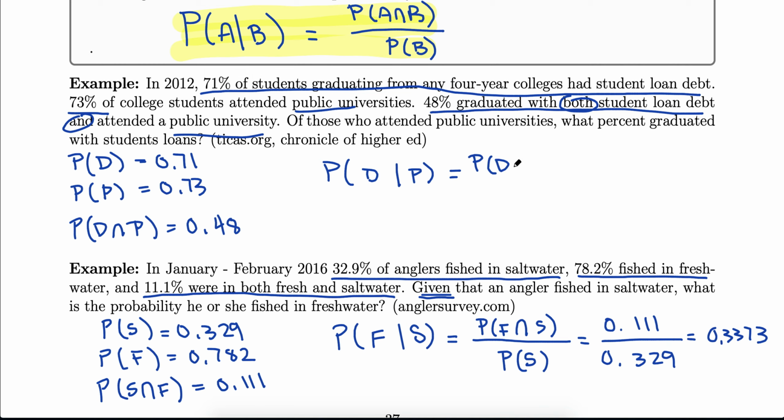Okay, remember our formula is the probability of both, and you're going to divide by the given information. Our given information is the probability that someone attended a public university. Let's work that out. We've got all the numbers nicely denoted over here. 48 were both. Public was 73. And that's going to give us 0.6575.